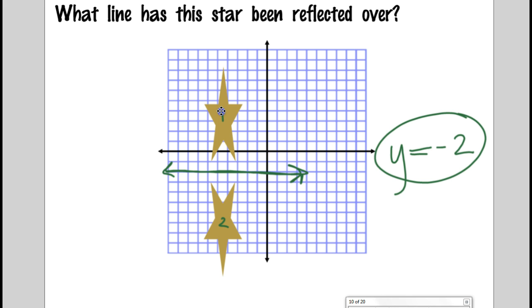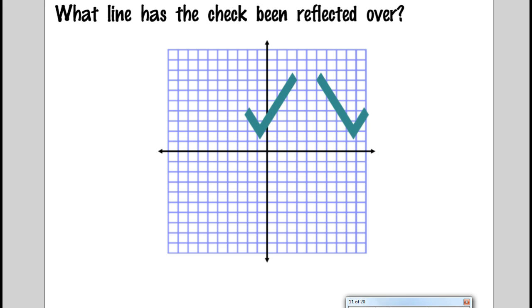y equals -2. So we're not always going to reflect over the x-axis or the y-axis. We can reflect over whatever line we want. Try that one. Write it down in your paper. We're not doing points, we're doing lines. There is a line that is right smack in the middle of those two checks, and I want you to name it.